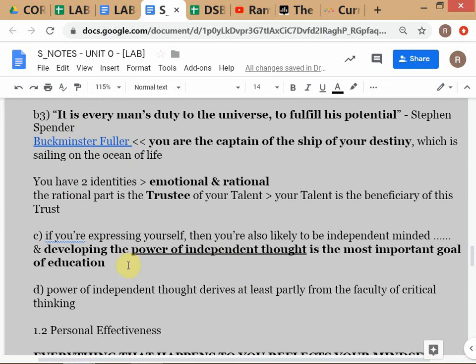Another very important point: power of independent thought. This is actually very important because very often you find people with two PhDs who don't have the power to think for themselves. It's a very big problem.